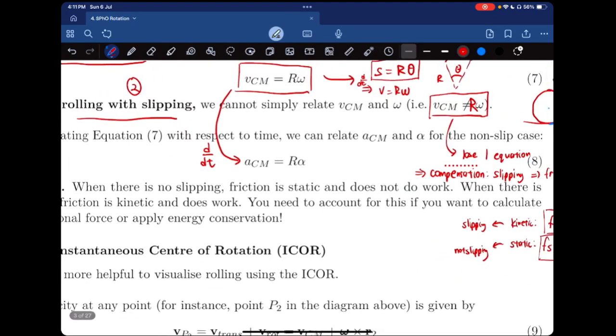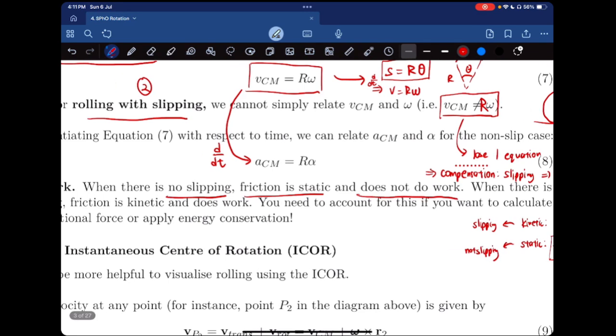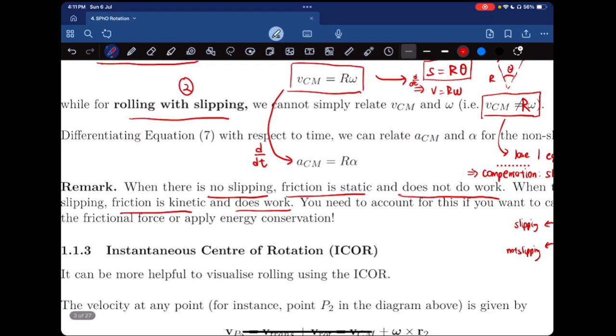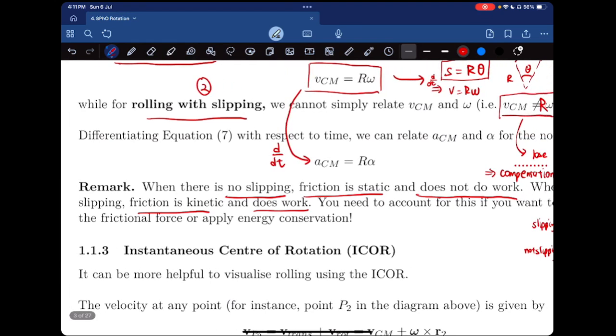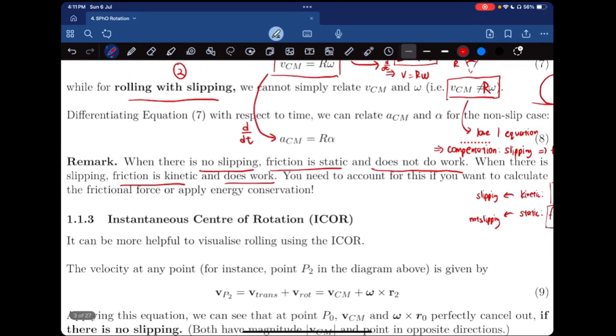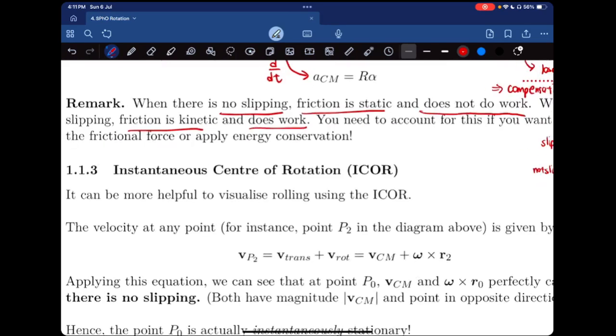So one caution is that when there's no slipping, friction is static, and because of this, it doesn't do any work. But if there's slipping, friction is kinetic, so friction will do work. So you need to be very careful when you apply energy conservation when you're dealing with slipping. Basically, you need to account for the work done by friction. Okay, so that's for slipping and not slipping.